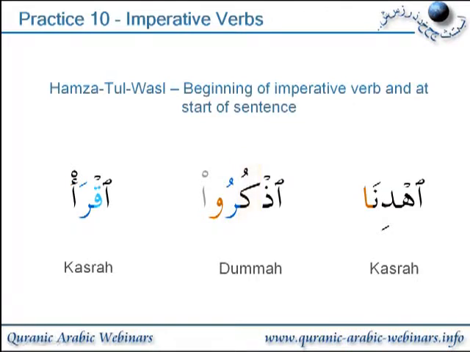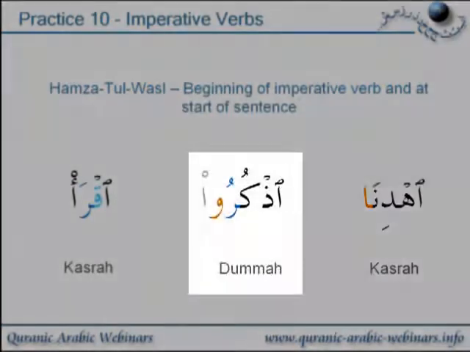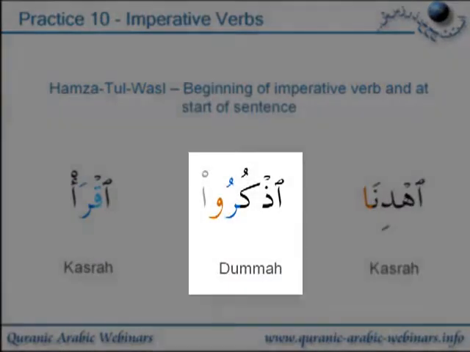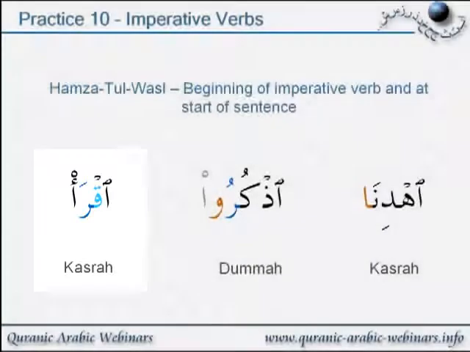So these three examples are اهدنا, اذكروا, اقرأ. So that was just a brief reminder. You may have to go back to the lesson on Hamzatul Wasl and Hamzatul Qat to go in a bit more detail about that rule.